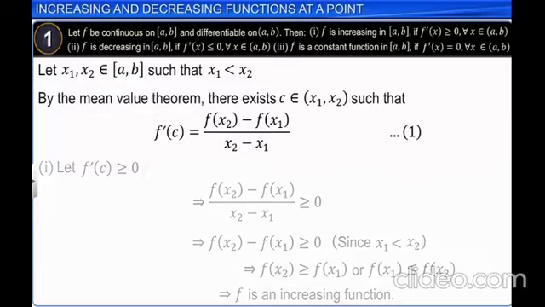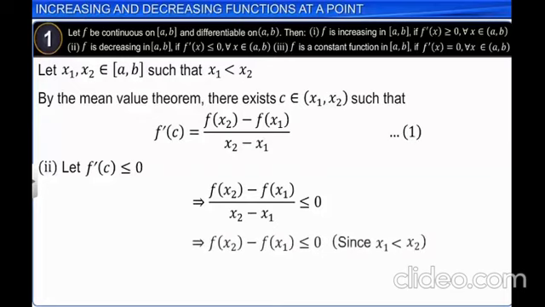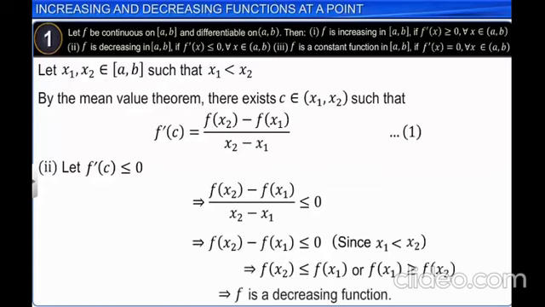Now, we will prove the second part. In this case, we will take the derivative of f at point c less than or equal to 0. This implies that the right-hand side of equation 1 is less than or equal to 0. On simplifying, we get f of x1 is greater than or equal to f of x2. Hence, we can say that the function is decreasing.